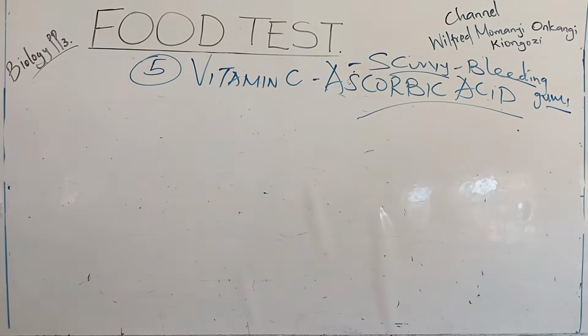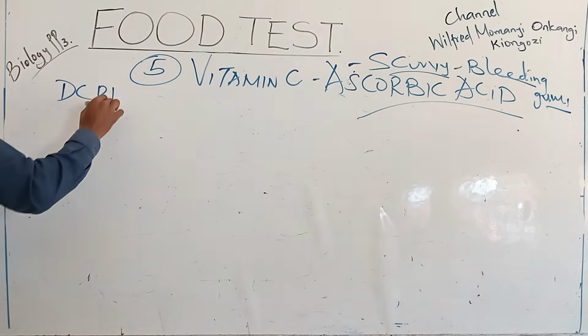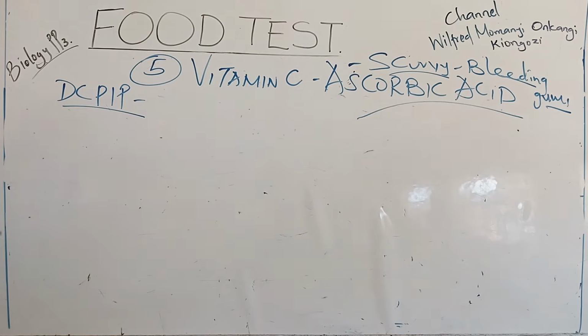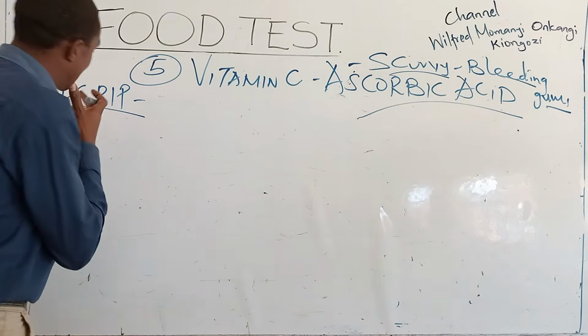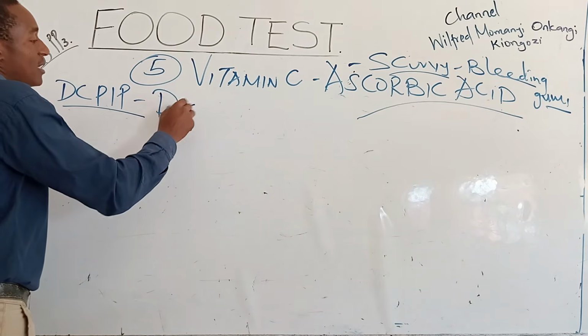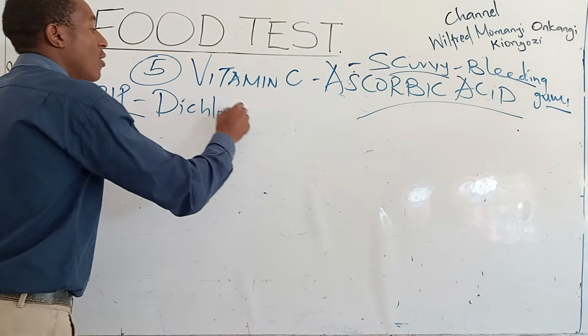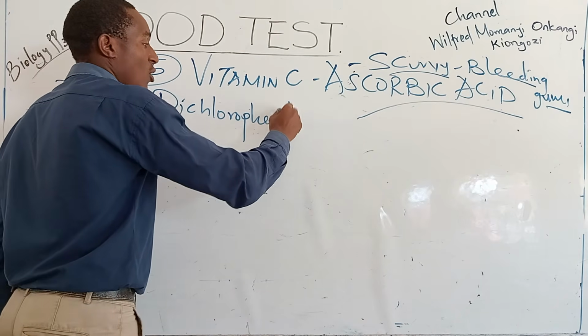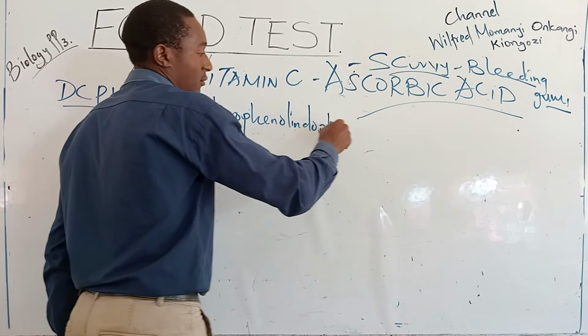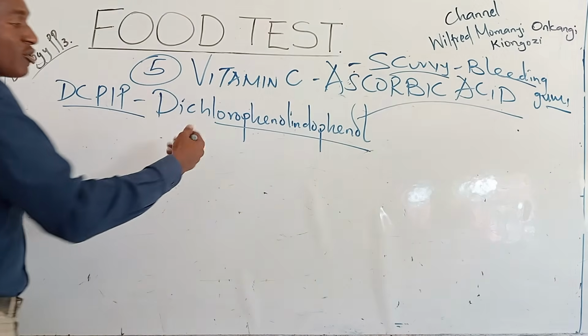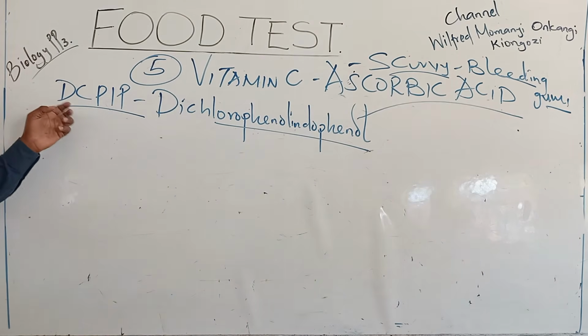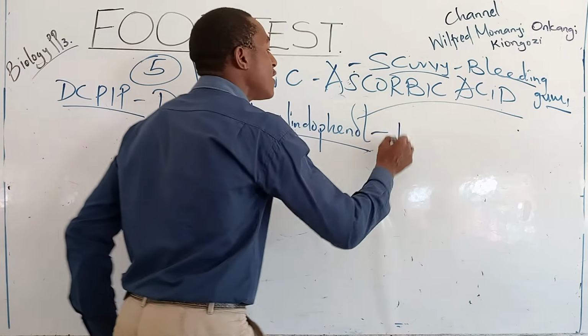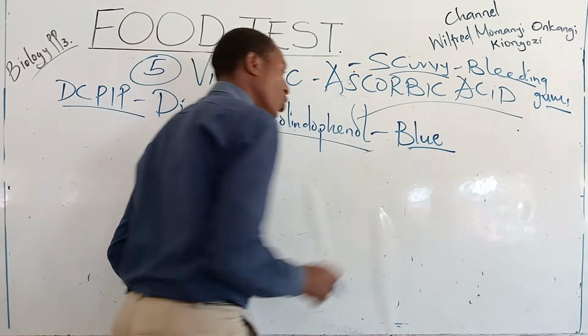So now vitamin C, the chemical reagent is DCPIP. If you know the spellings of all the letters of this word, dichlorophenol, please write it. So if you know this one, you write. If you don't know it, please stick to the capital letters, DCPIP. The procedure is slightly different. The color of this one is blue. It is blue in color. Procedure.